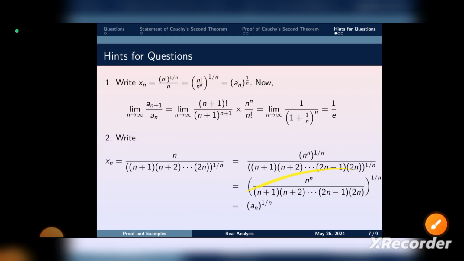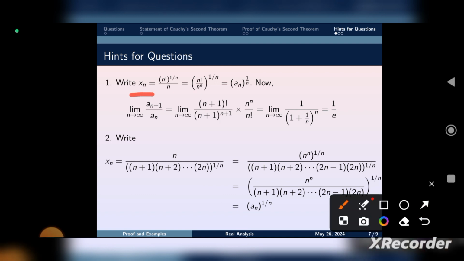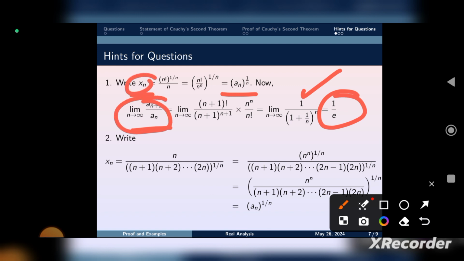We can write xn as an raised to power 1 by n, and instead of an we will calculate the limit of an plus 1 by an. So by simplification we will get that the limit of this is 1 by e. So we know that if the limit of this sequence is 1 by e, then the limit of xn is also 1 by e.